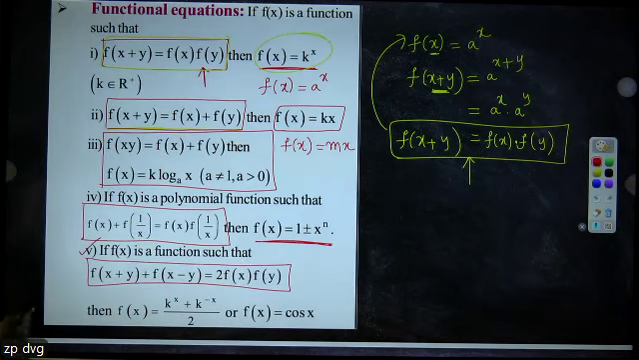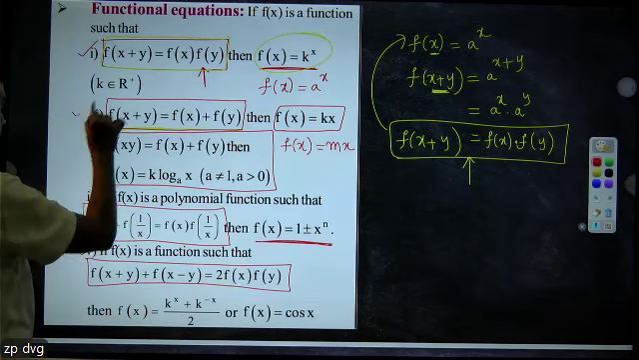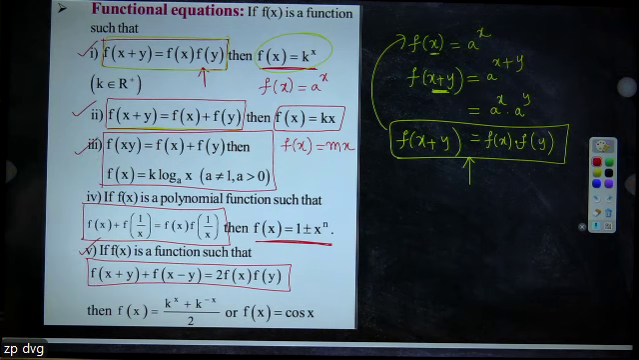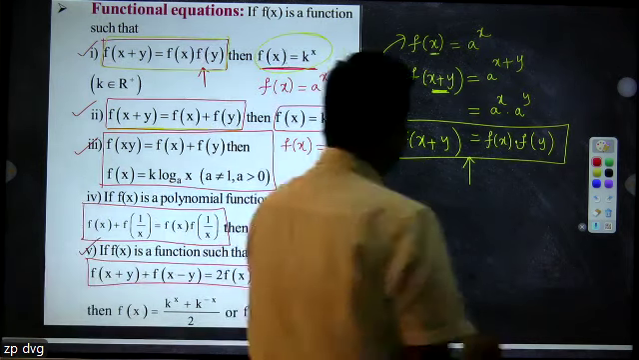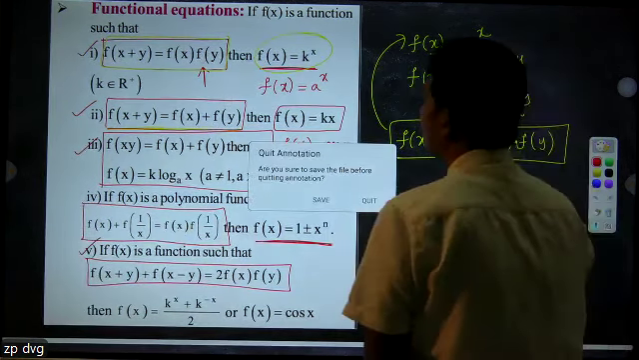In KCET, mostly we use 1, 2, 3. These three we use a bit frequently. In the KCET examination, questions are coming based on these three. Now we'll see one problem related to this, which was asked in KCET.